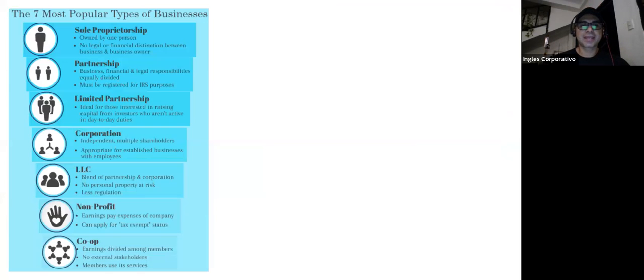So it's like I produce shoes, for example. There are many companies in El Salvador that create shoes and distribute them themselves. So maybe it's not one person, like 4 or 3 people, but it's just a small company with no legal or financial distinction between business and business owner.